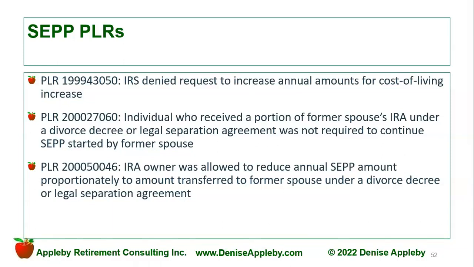In private letter ruling 199943050, this taxpayer said to the IRS, cost of living has gone up, and I think I need more money to cover my living expenses, and that's what I'm doing with my 72T. Why not increase my payments by the cost of living increase? And the IRS said, no, can't do it.